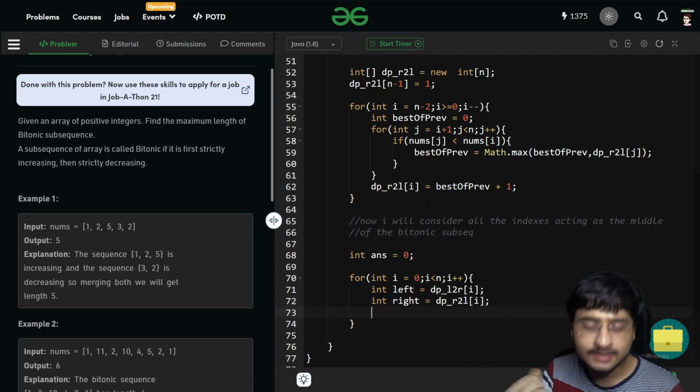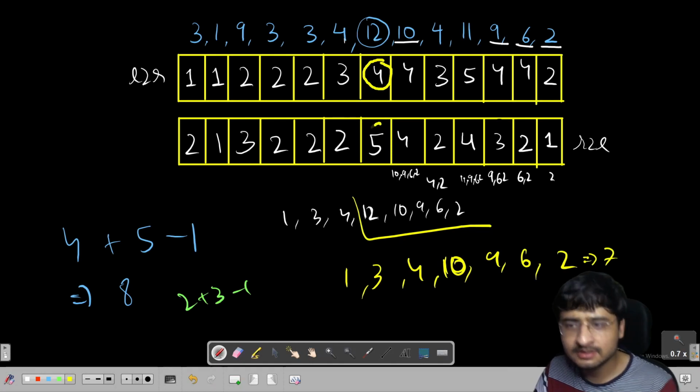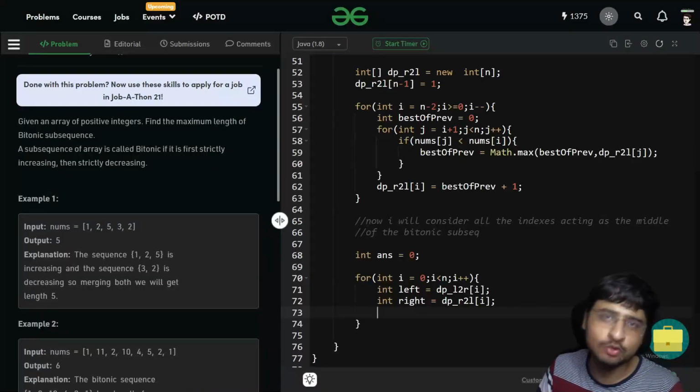Right, that's what we did actually. You can see for this 12, I calculated this 4. This is the left, this is the right thing. Left plus right minus 1 is what I'm going to compare in the answer itself.